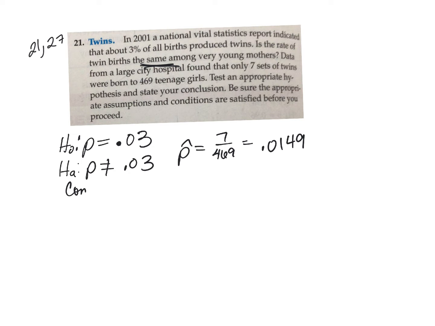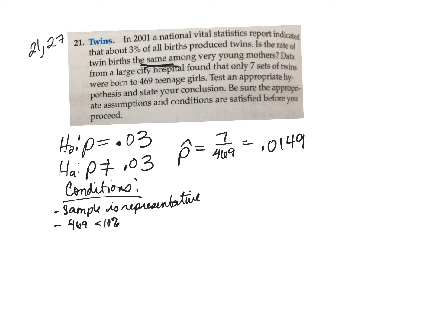So our conditions. We can't really say that it's a random sample, but we could probably say it's representative. So the sample is representative. We don't have any reason to believe that the people that go to this hospital are different from people at other hospitals when it comes to having twins. 469 is less than 10% of all teenage births, unfortunately. And we need to check NP naught and NQ naught.